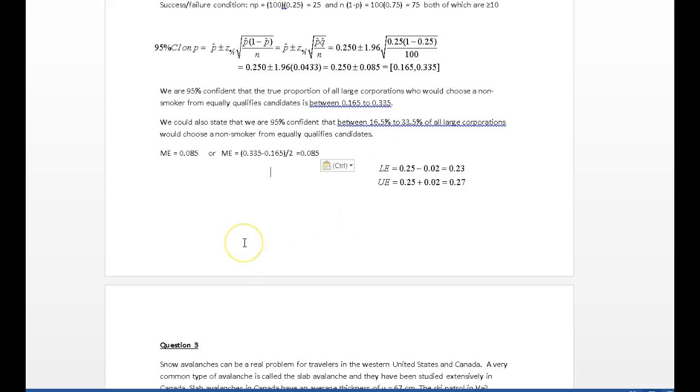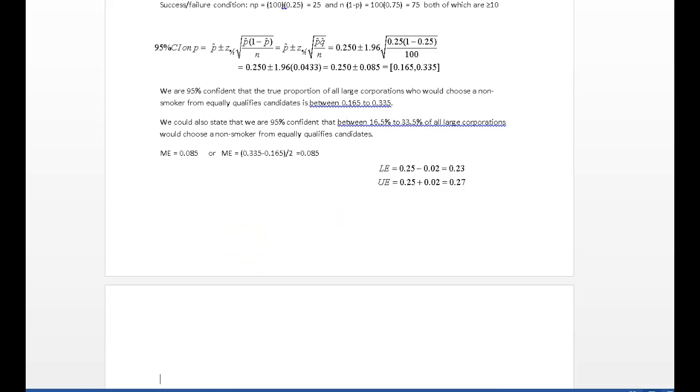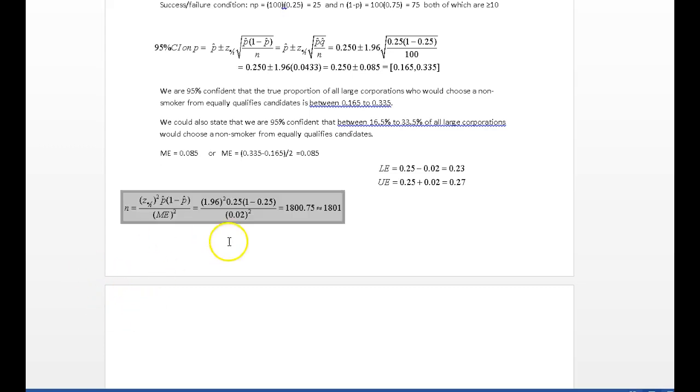So, similar to what we had in question number 1, the only difference being here now that we're not trying to get sample size to estimate a population mean like we did in the first question. This time we're trying to estimate a population proportion. So the formula is different than the one that I used in question number 1.